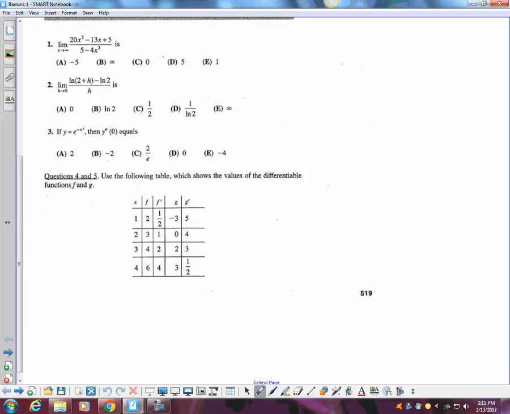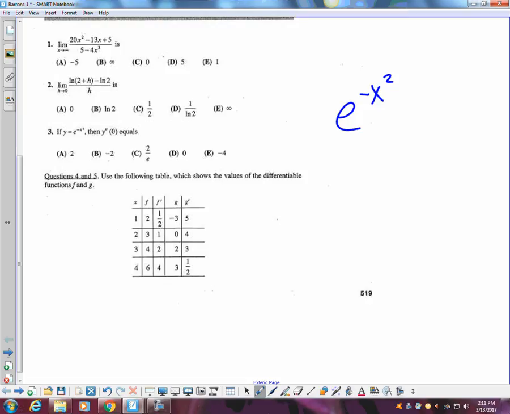We're looking at number 3. It's given me e to the negative x squared, and it wants y double prime of 0. That means how many derivatives are we going? And then when we're done, we're going to shove in a 0. So think of your rules.